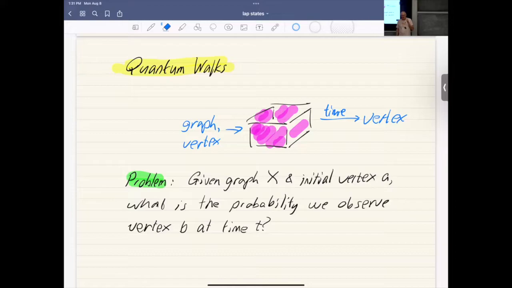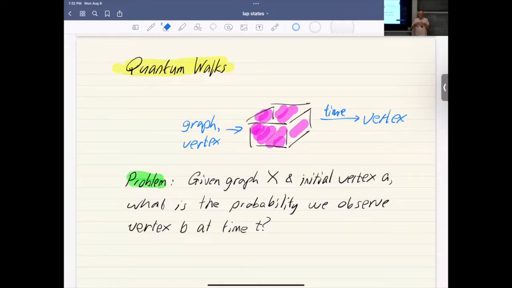Now, it's slightly more complicated than that. If you repeat the process with the same initial state and the same time, you may not get the same result. So what you observe at that time is actually a probability density on the vertices of the graph. At a given time, the probability you see the first vertex, the second vertex, that's a probability density. So what we're discussing mathematically is a sequence of probability densities.